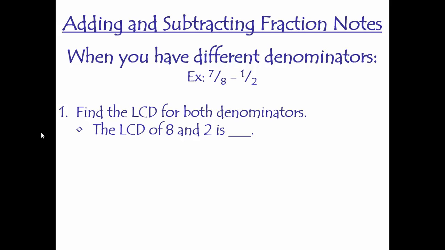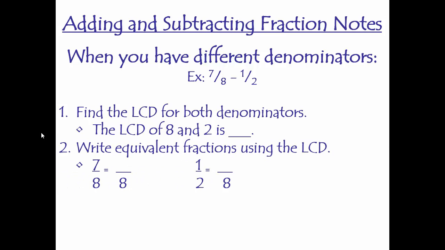So first, we must find the least common denominator for both of the fractions, and in this case, what is the least common denominator of 8 and 2? What number is divisible by both of our denominators? Hopefully you came up with 8, and we are going to use that to help us write an equivalent fraction.